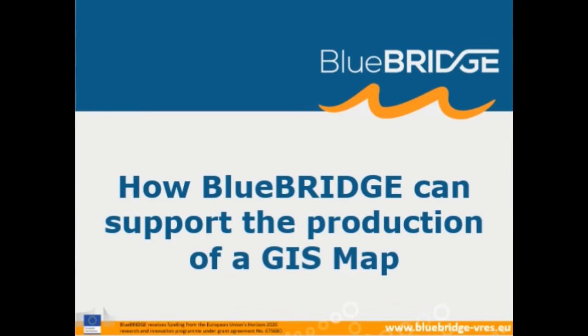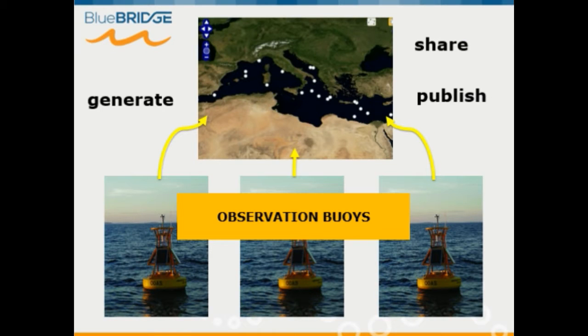This video gives an example of how the set of facilities developed by BlueBRIDGE can be used to generate, share and publish a GIS map using a dataset coming from Copernicus, the EU Earth Observation and Monitoring Programme, to research and education users worldwide. In particular, this example will show how a uniform GIS map with global coverage can be generated by using a set of data coming from in situ buoy observations, and how it is possible to easily share and publish the map via the BlueBRIDGE underlying infrastructure.